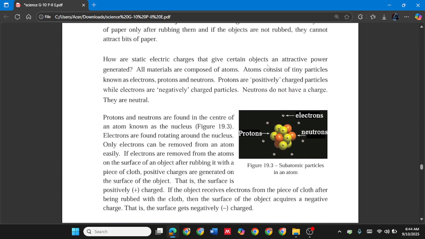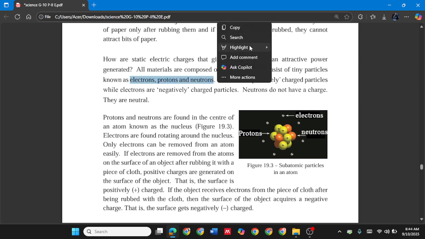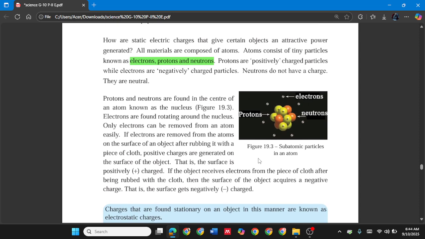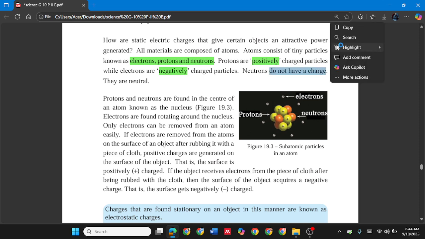So, atoms consist of tiny particles known as, you already know these things, electrons, protons, neutrons. Protons are positively charged and electrons negatively. We know them. Neutrons do not have a charge. These are simple things, you already know them. Here we have positively charged protons, neutral neutrons, and negatively charged electrons.